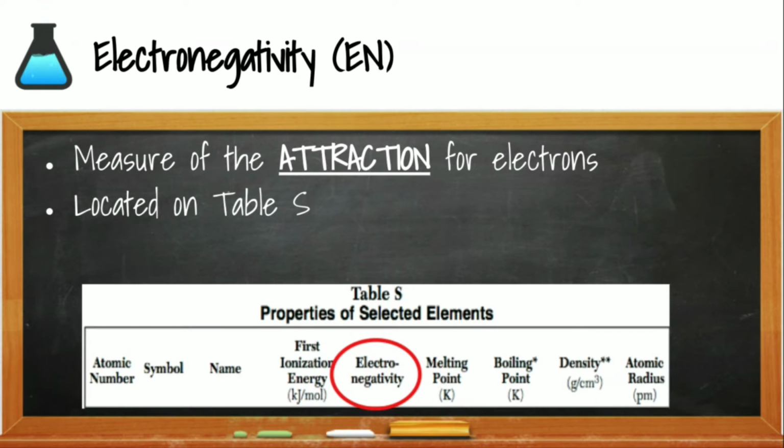Electronegativity is defined as the attraction for electrons. Some atoms like to attract electrons in a chemical bond so they can obtain a more stable, lower potential energy, noble gas valence electron configuration. Electronegativity is found on reference table S. Electronegativity sounds very different from first ionization energy, but you'll see that its trend is still very similar.